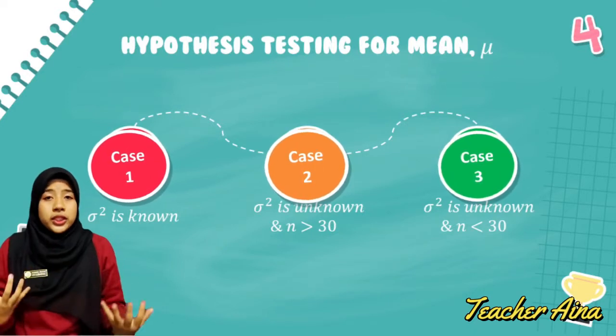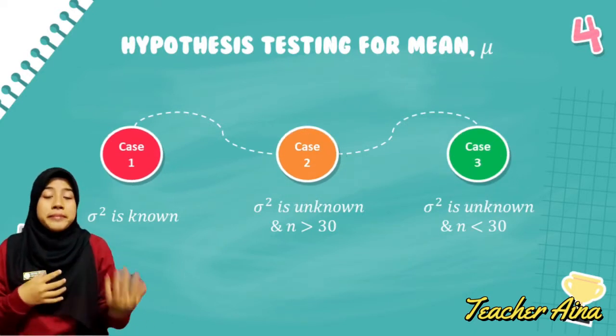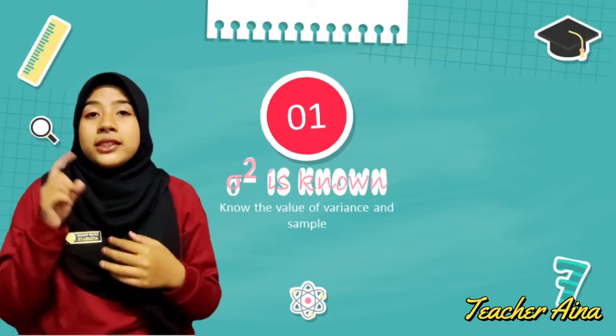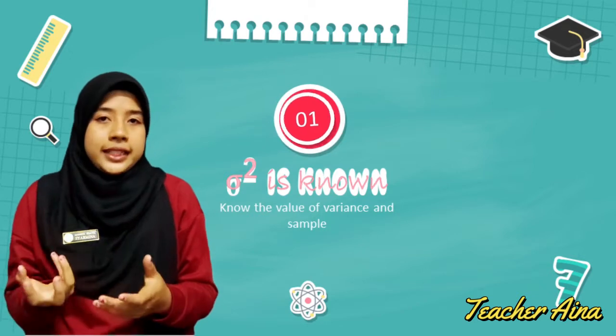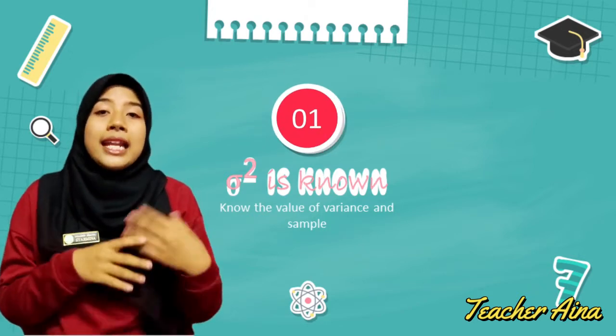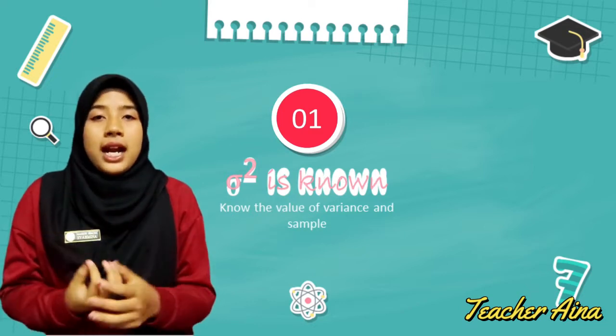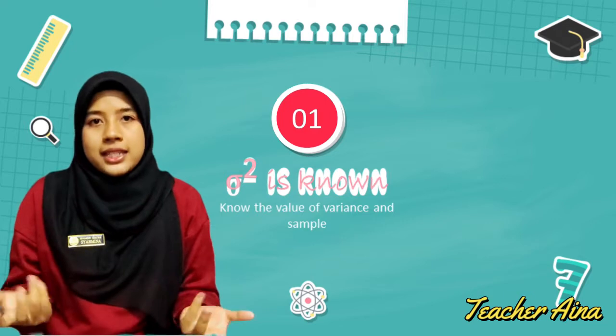Alright, now we continue to the case and the example for this hypothesis testing for mean. As for case 1, we have variance is known for this hypothesis testing. First of all, we need to know two things before starting the analysis of the question, which are the value of variance and sample for the question given.